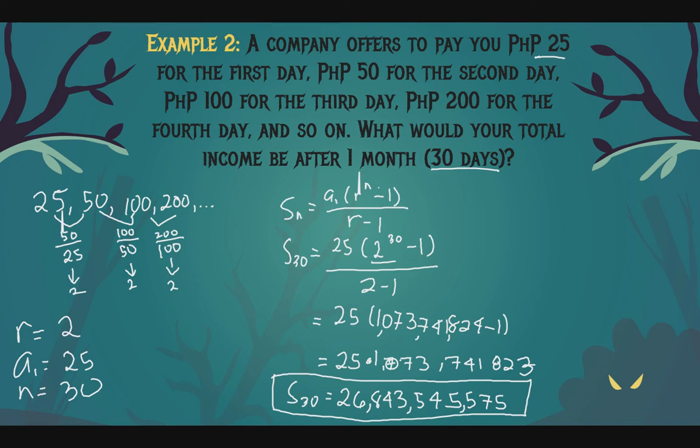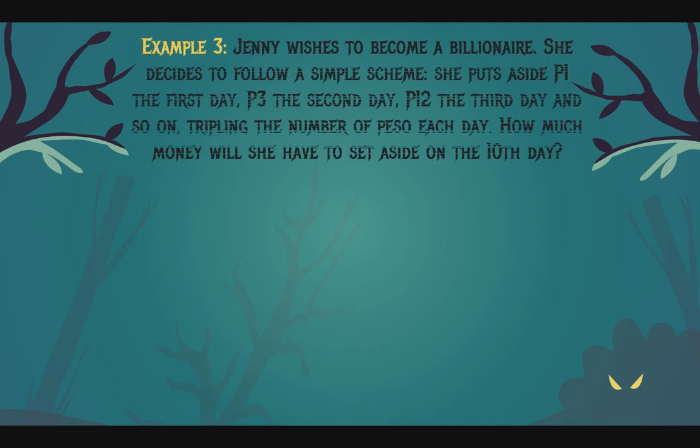Jenny wishes to become a billionaire. She decides to follow a simple scheme. She puts aside 1 peso for the first day, 3 for the second day, 12 on the third day, and so on, tripling the number of peso each day. So, not a times 3 kasi triple daw. How much money will she have to set aside on the 10th day?